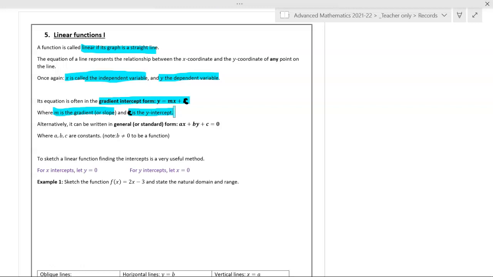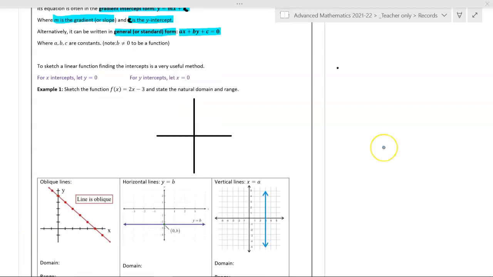We can also write our line in general or standard form, and that's where everything is on one side equal to 0. So we go ax plus by plus c equals 0. A, b and c are constants, and we'll see later on that as long as b doesn't equal 0, we have a function there. Now, probably the most useful way to sketch a line is to find the x and the y-intercept. So to find the x-intercept, we let y equal 0, and to find the y-intercept, we let x equal 0. Have a think about those points on the intercepts and you'll see why.